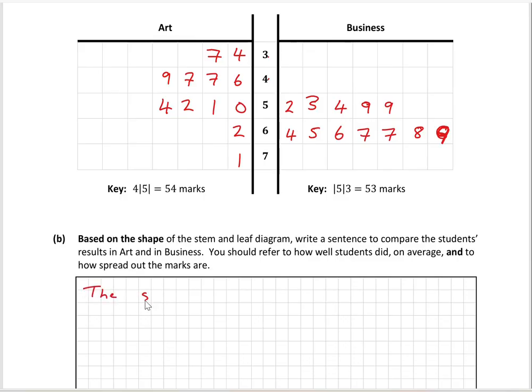I'm going to do the spread first. So the spread of marks in art was, so the spread here, the highest one was 71 and the lowest one was 34. Okay, so 71 minus 34 is 37, right? So big spread of marks was 37 marks.